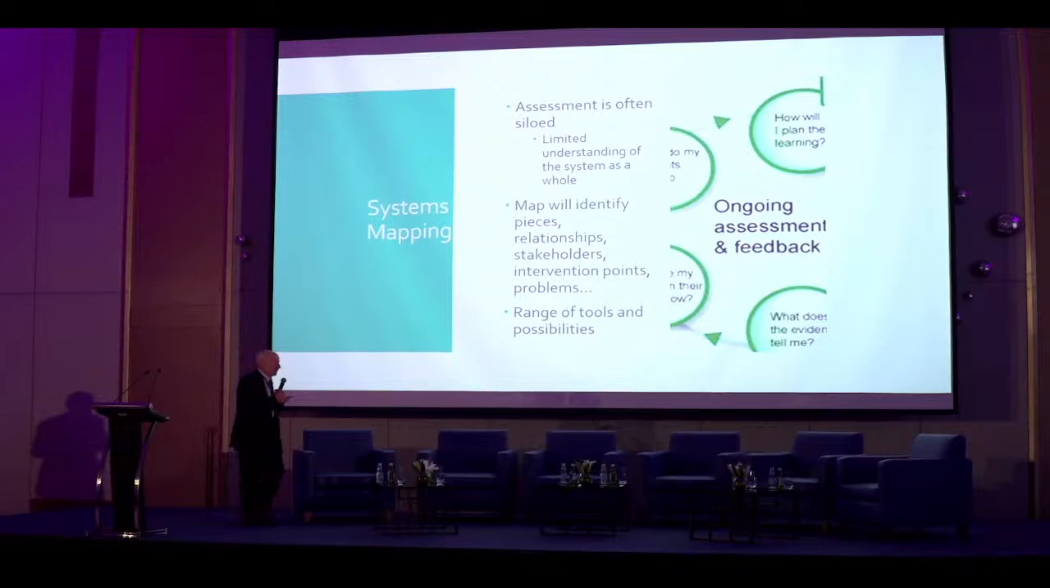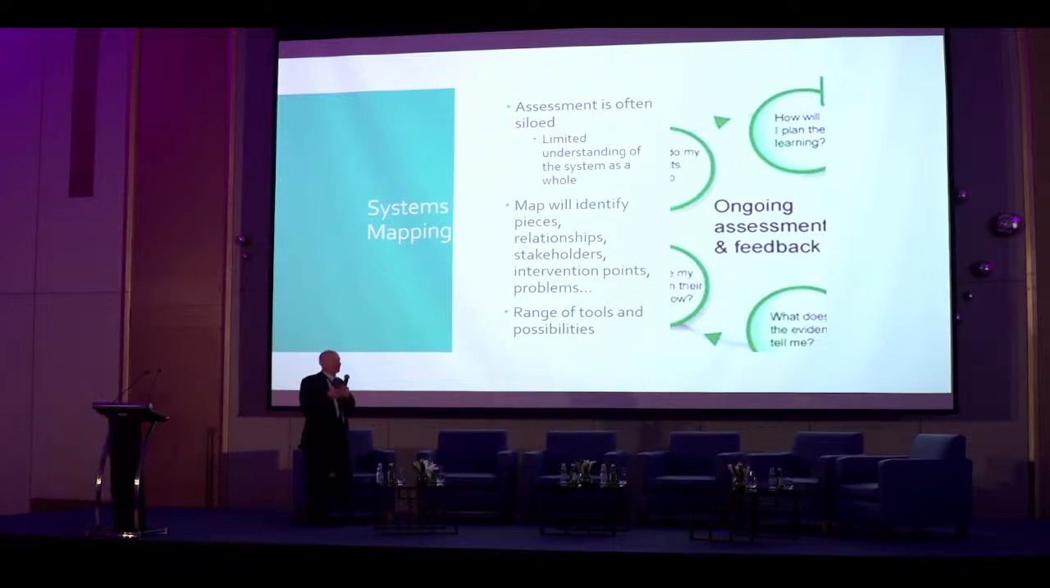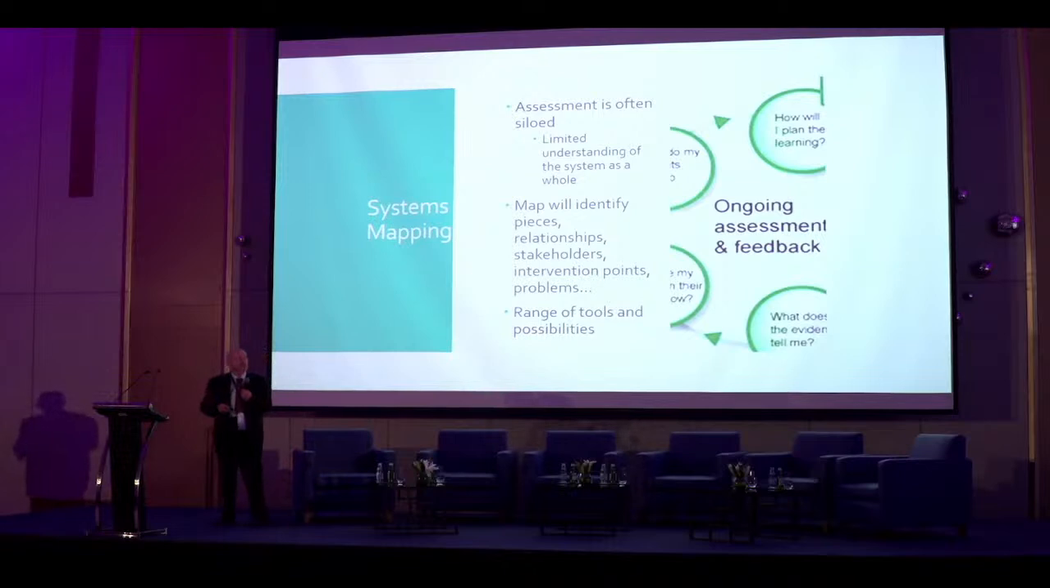So one of the first steps to applying this is to identify the pieces of the system that might already be in existence in all schools, look at their relationships, identify the stakeholders, the intervention points, the problems, and so on. So it's basically creating a map around what exists in a school as a way of identifying where the issues are and how it can be improved.